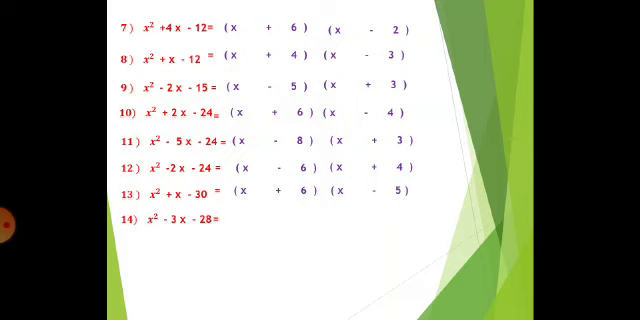x power 2 minus 3x minus 28. 28: 1 times 28, 2 times 14, what else? 4 times 7. 4 times 7 equals 28, and the difference between 4 and 7 is 3, so we can write (x minus 7) and (x plus 3).